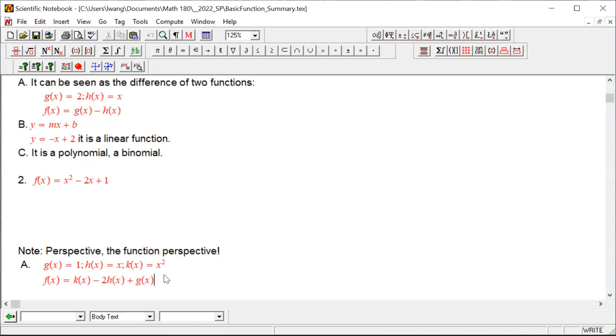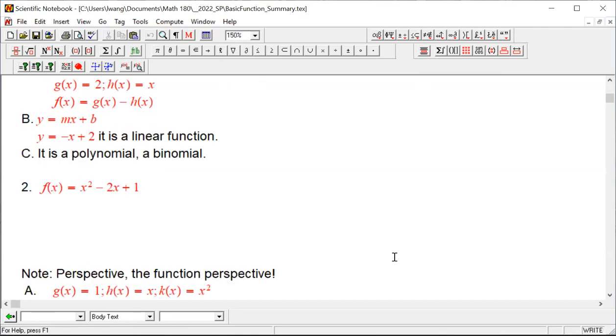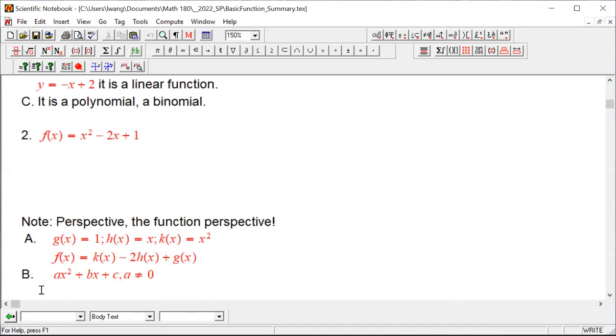What is a quadratic function? A quadratic function is in this form: ax squared plus bx plus c, where a is not 0. That's the quadratic function form. So this is one of those functions. For a quadratic function, the domain is all real numbers. How about the range?